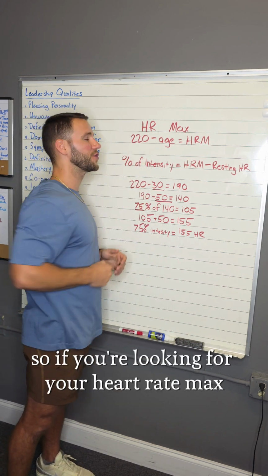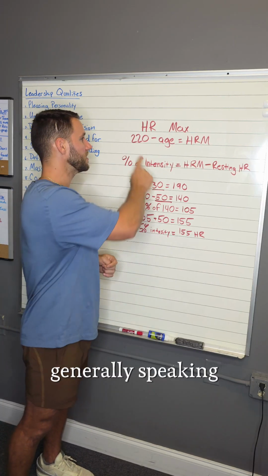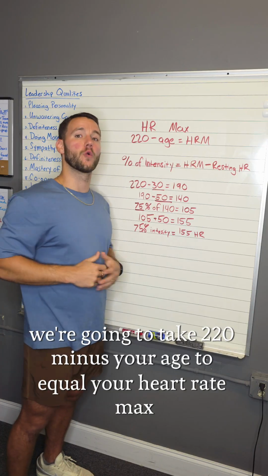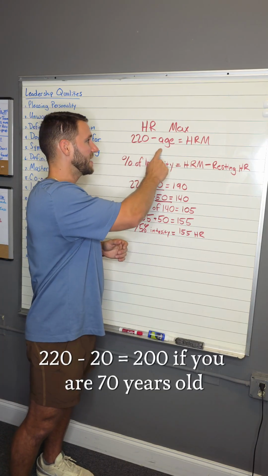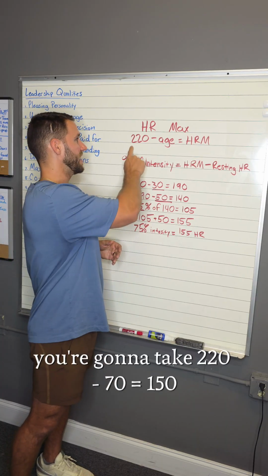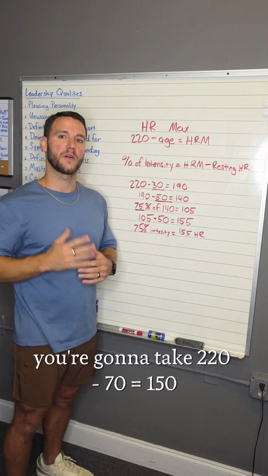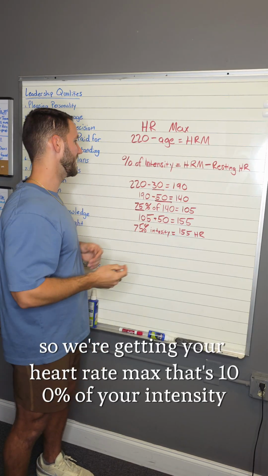So if you're looking for your heart rate max, your 100% intensity heart rate, generally speaking, we're going to take 220 minus your age to equal your heart rate max. So if you are 20 years old, 220 minus 20 would equal 200. If you are 70 years old, you're going to take 220 minus 70 to equal 150. Okay, so we're getting your heart rate max as 100% of your intensity.